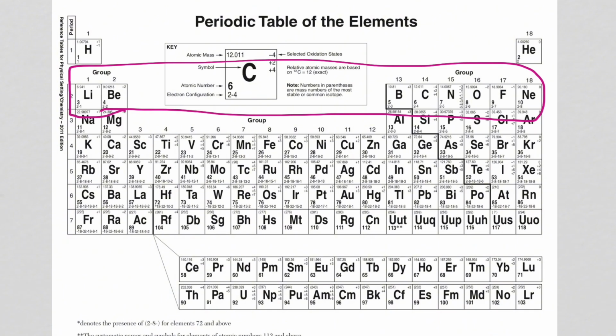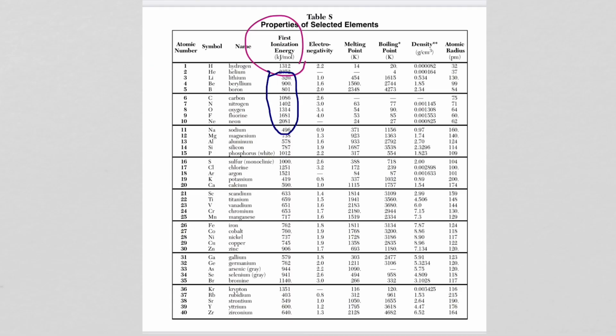Period 2, I've gone ahead and drawn the row so that you see it. And now, of course, we're looking for the lowest ionization energy. Ionization energies, along with a whole bunch of other parameters, are here on reference table S. Don't forget about this reference table.